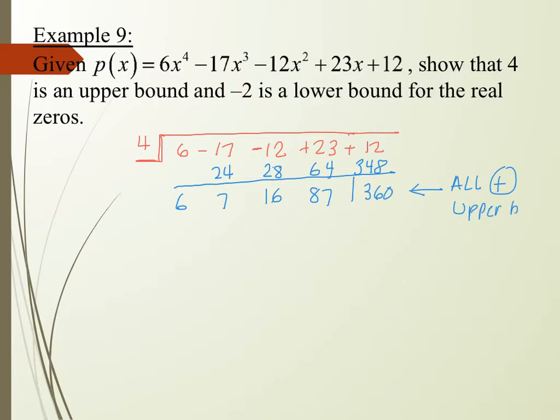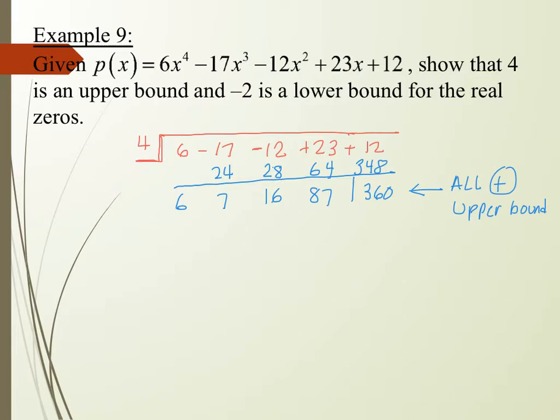And you say, well, big deal, right? Well, what they're saying is that we won't have a root greater than 4 for this polynomial if we have rational numbers that are factors of this polynomial. Then we're going to look at the lower bound.